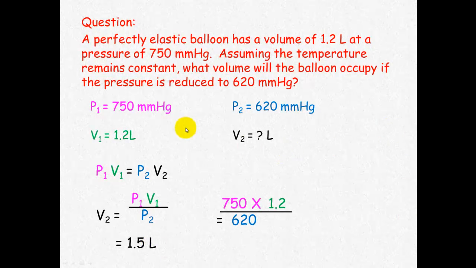It's important to point out too, because this is a ratio question, it doesn't matter what units you have volume in or pressure in, as long as they're the same on both sides of this equation. So if P1's in millimetres mercury, P2 must also be in millimetres mercury. The same as if volume's in litres, it must be in litres on the other side.